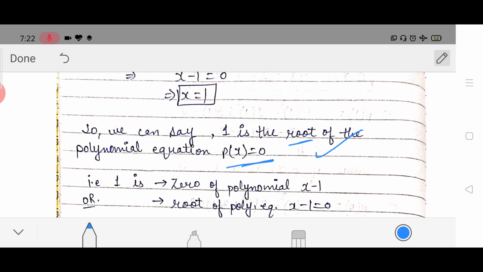So we can write this term in two types. First is 1 is zero of polynomial x minus 1, ठीक है, and second is 1 is root of equation x minus 1 is equals to 0. Both mean the same, either it is zero of polynomial or it is root of polynomial equation, both mean the same. But condition ये है कि जब root लिखोगे तो उसमें equation को 0 के इक्वल इक्वेट करना है.